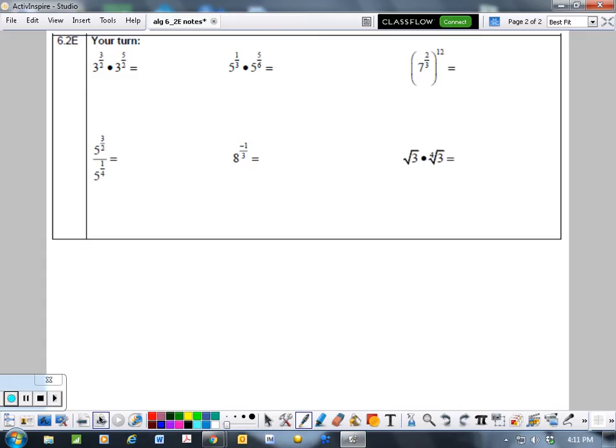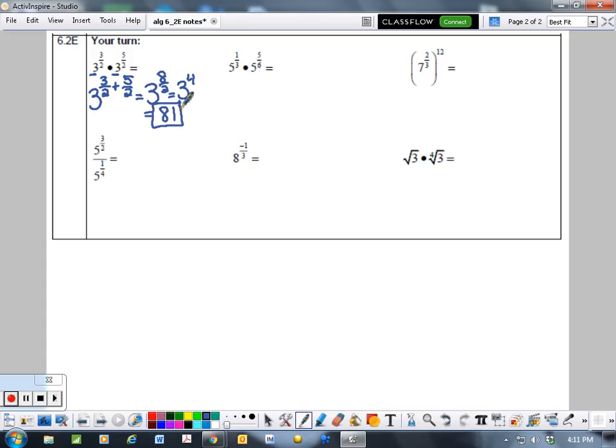Okay, so hopefully you've paused your video, you've worked this out, and now you're just ready to double check. So let's go ahead and double check. We have 3 to the 3/2 times 3 to the 5/2. Because these are the same base, we're going to add those exponents. So 3/2 plus 5/2 becomes 3 to the 8/2, which is 3 to the 4th, which is really the number 81.